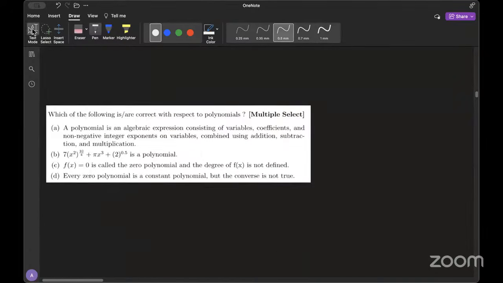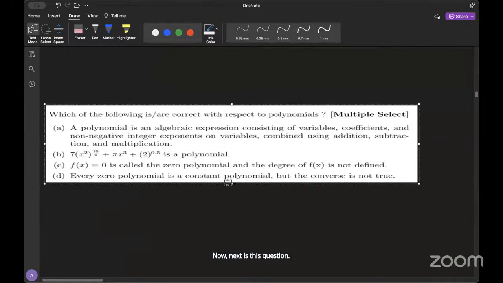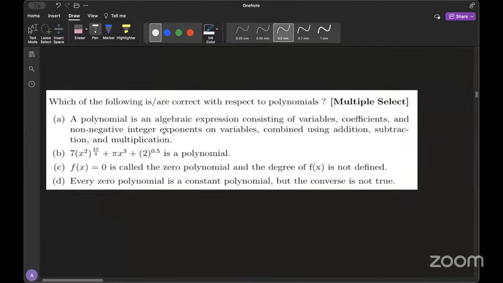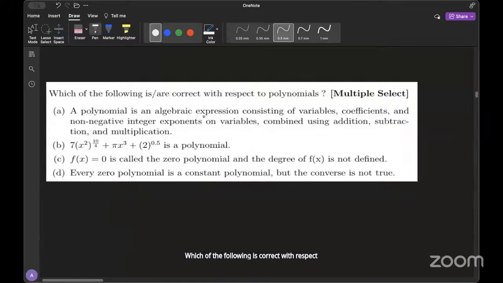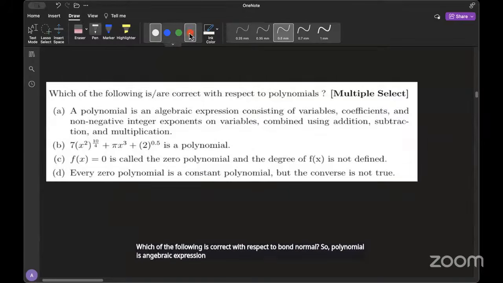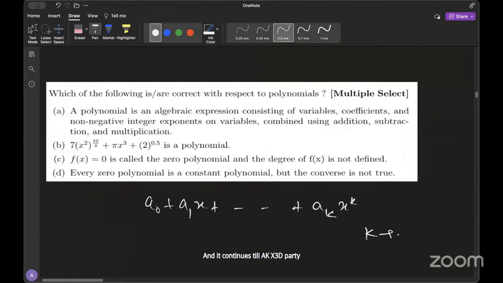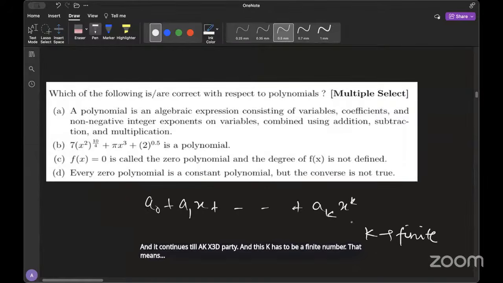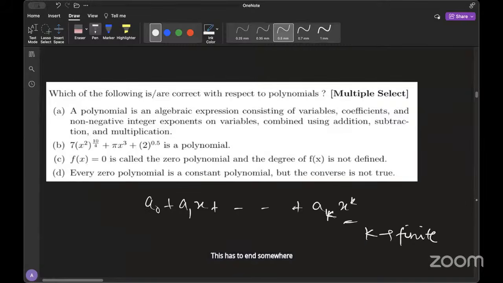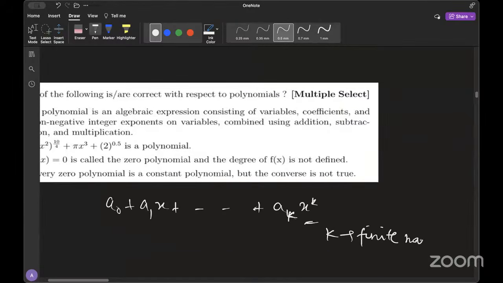Now next is this question. Which of the following is correct with respect to polynomials? A polynomial is an algebraic expression, and we discussed this while we were discussing the theory, that a polynomial is basically an expression that looks like this: a0 plus a1x, and it continues till ak x to the power k, and this k has to be a finite number. That means this has to end somewhere. It cannot keep going on. Finite natural number.